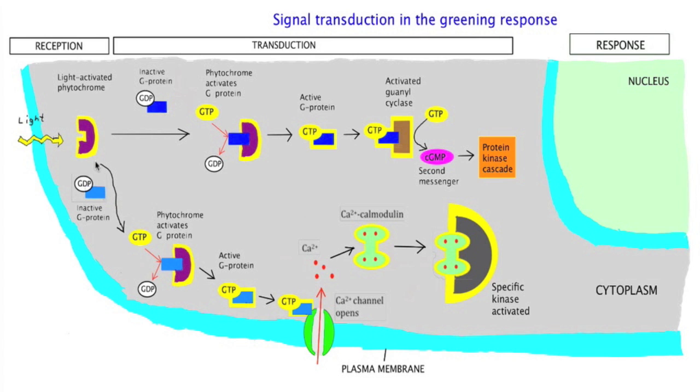The inactive G protein attaching to the phytochrome. Excellent. And then what's happening now is the GTP is going to kick off the GDP. There's a couple different things happening. One thing that happens is that the G protein attaches to the phytochrome, and then that allows the G protein to lose a GDP and replace it with GTP.